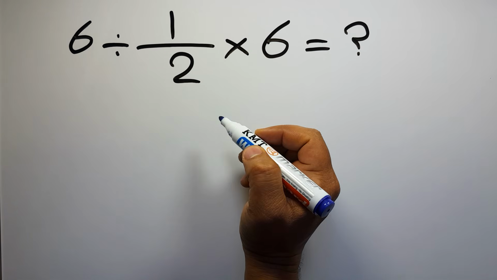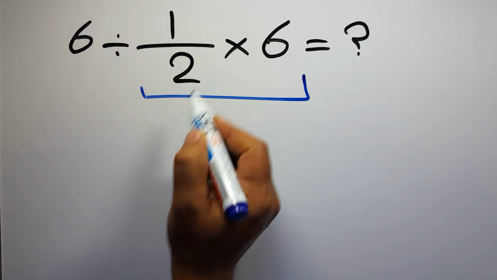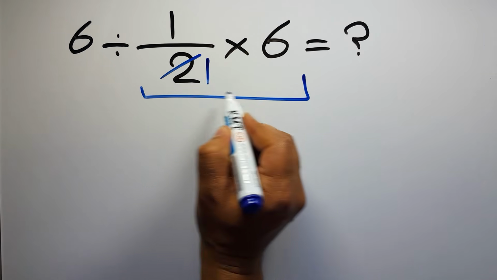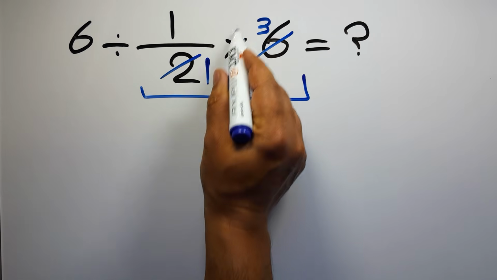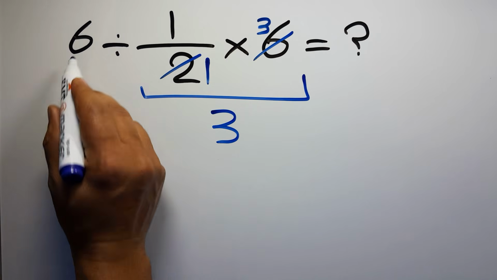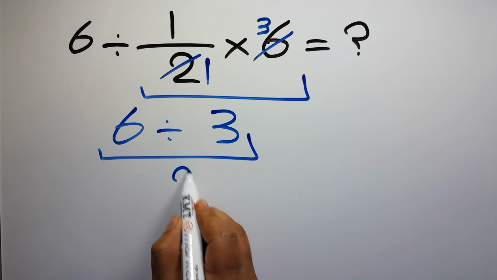First we do this multiplication. 1 over 2 times 6. 2 divided by 2 gives us 1 and 6 divided by 2 equals 3. So here we have just 3. And 6 divided by 3 equals 2.